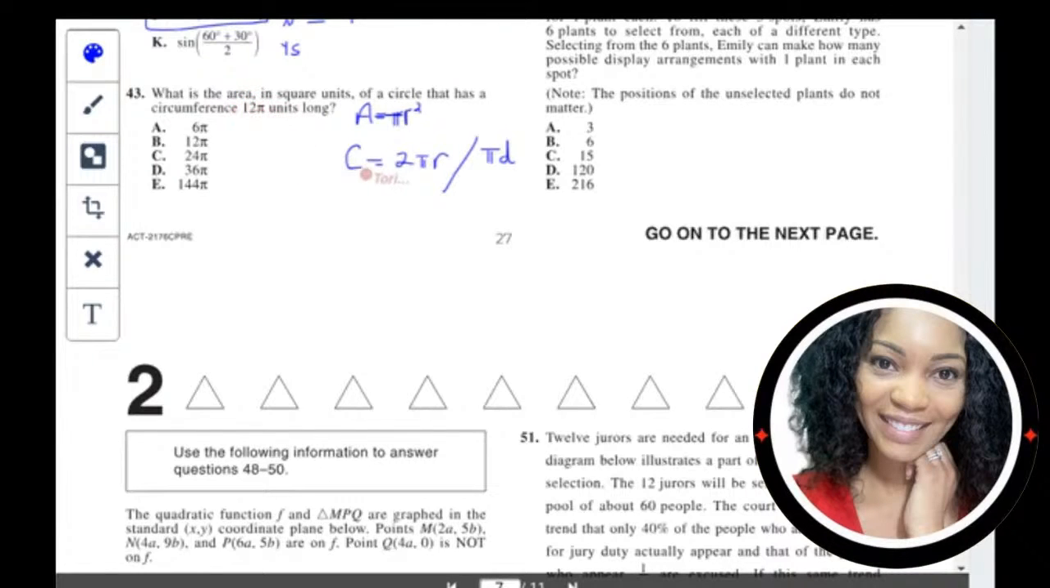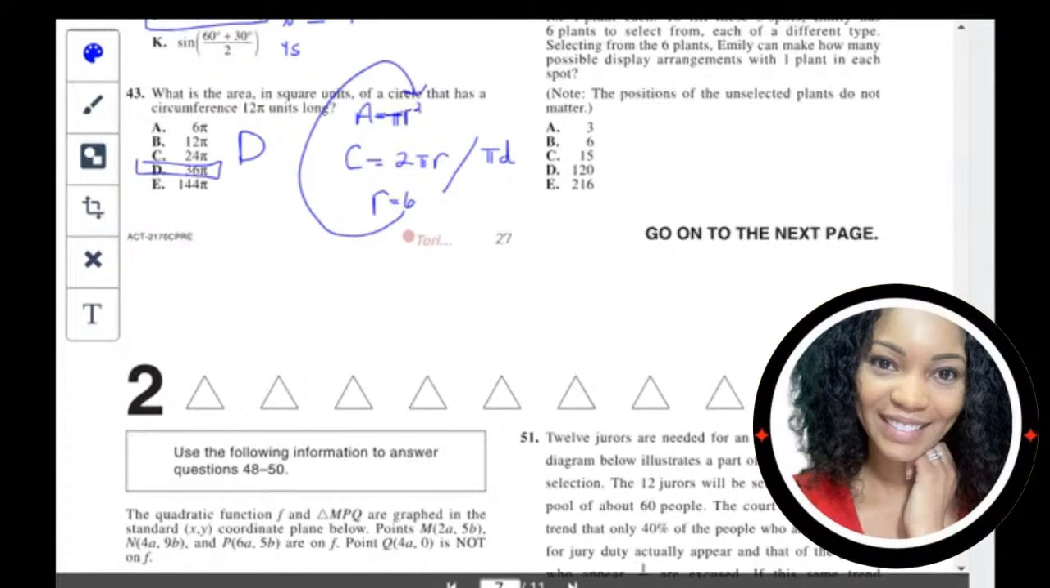We can determine from that information that the radius is 6. Okay, so we know r is 6 because if 12 pi is the circumference, we can divide that 12 by 2 and we get the radius is 6. Now we take that 6 into this area. So 6 squared is 36. 36 pi would be the area for this problem.